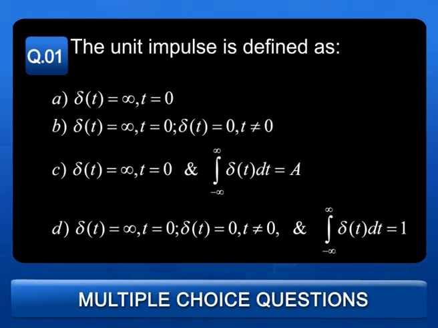That's the second. Third is delta of t is infinite at t is equal to 0, and the integral from minus infinity to plus infinity of delta of t dt is A. Then D, delta of t is equal to infinity at t is equal to 0, delta of t is 0 when t is not equal to 0, and the integration of delta of t dt from minus infinity to plus infinity is 1.